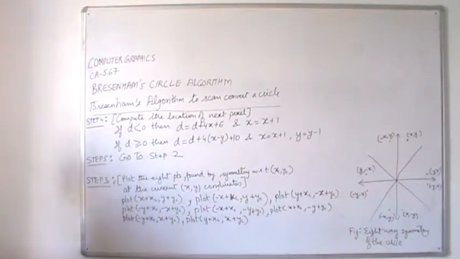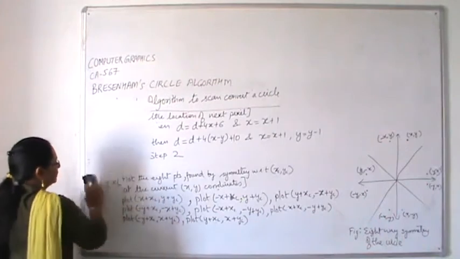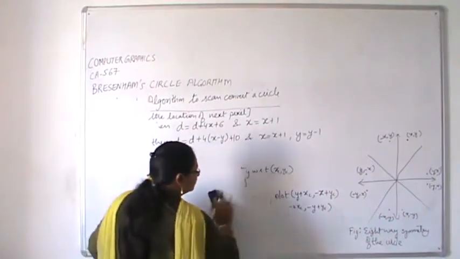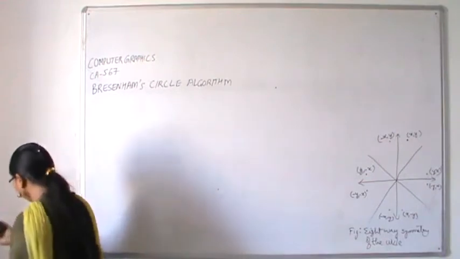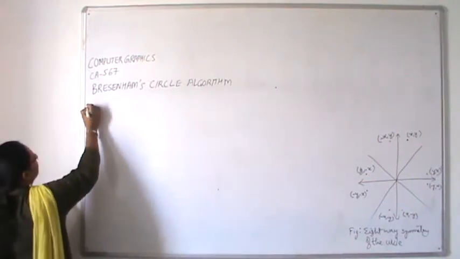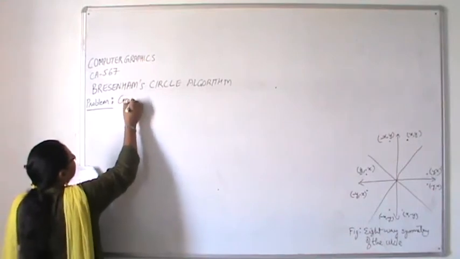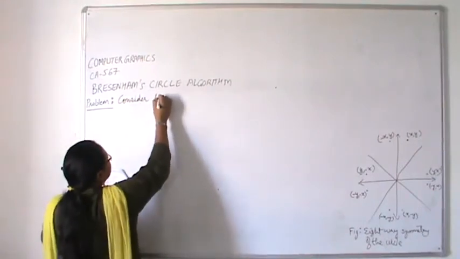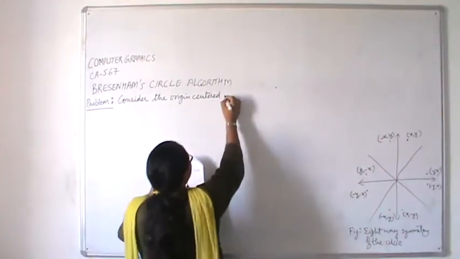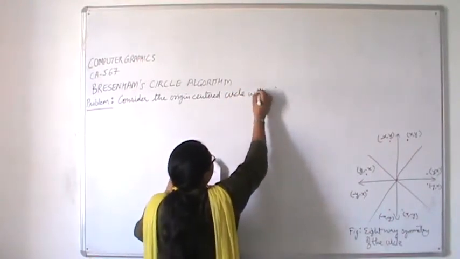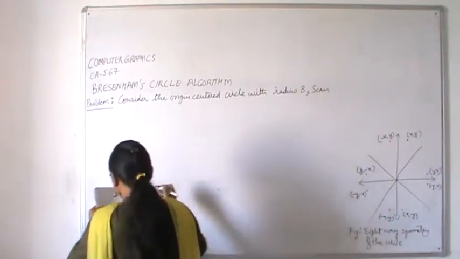Now we will solve a problem by using this algorithm. Problem is, consider the origin centered circle with radius 8. Scan convert the circle.